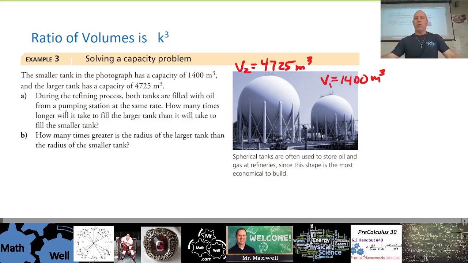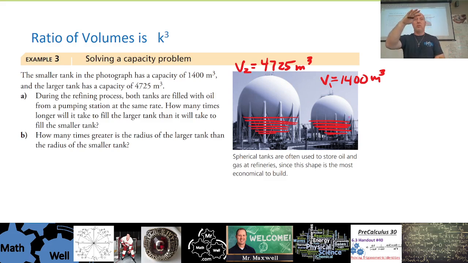Both tanks are filled with oil from a pumping station at the same rate. So the volume here in the tanks are being pumped in at the same rate, okay? Now which one do you think is going to fill first, a smaller tank or a bigger tank? Probably the smaller tank will fill before the larger tank. That makes sense, right? If you have a small glass and you put it underneath the tap and you turn the tap full on, the small glass is going to fill quicker than the large glass. Amen? Okay. So we get this.